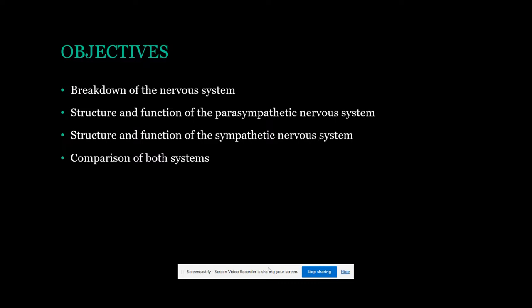By the end of this presentation, you should have a grasp on the following objectives. The first being what part of the nervous system these two systems go into. And then we're going to look at the structure and function of the parasympathetic system, the structure and function of the sympathetic system, and then we're going to compare both of them side by side very briefly.